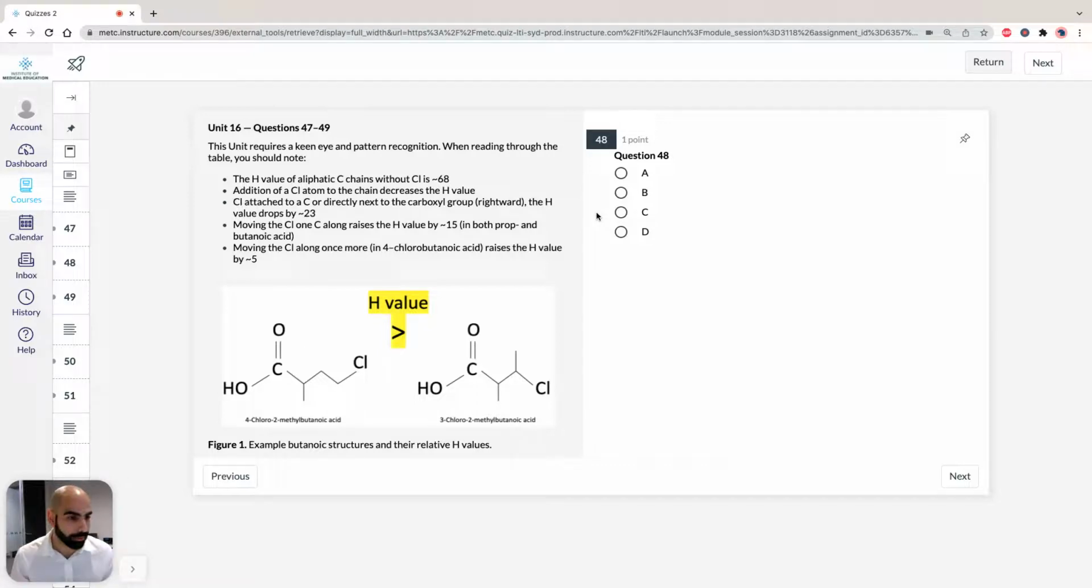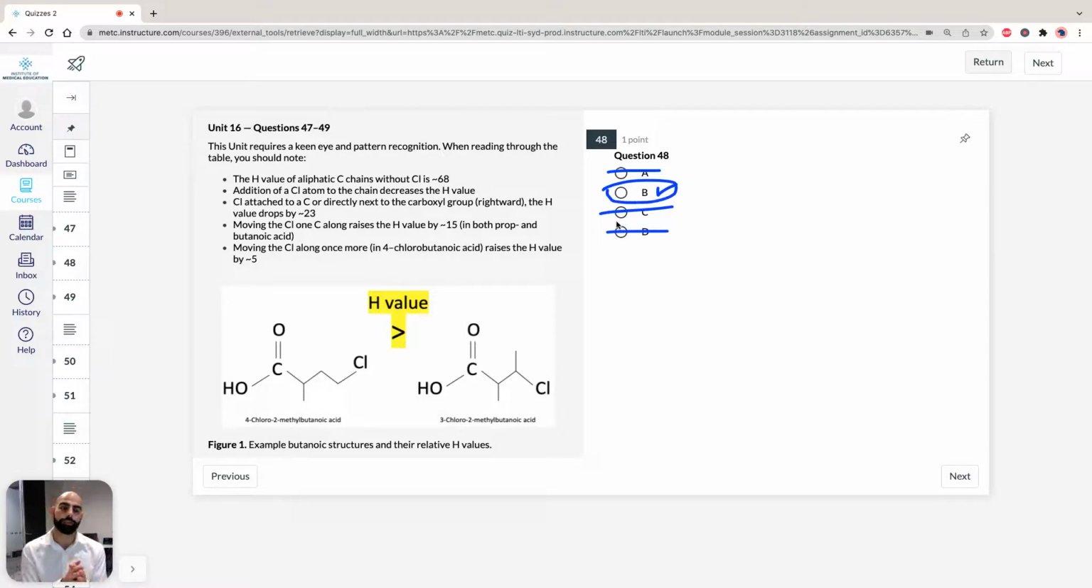So A says 3-chloro is less than 2-chloro. That's incorrect. B says 3-chloro is less than 4-chloro. That's correct. C says 4-chloro is less than 2-chloro. No, it's going to be more than. And D says 5-chloropentanoic acid is less than 3-chloro-3-methylbutanoic acid. Again, no, it has to be more than. So that's why B is the answer.